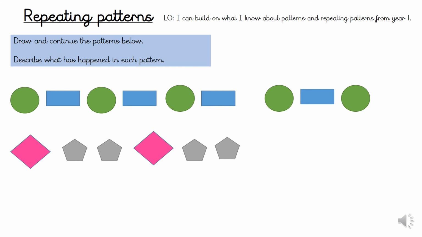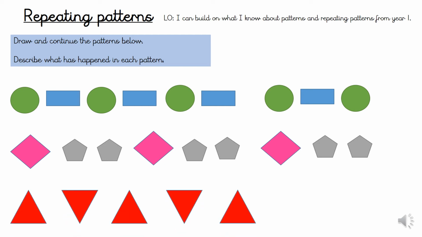Let's have a look at this repeating pattern. Which shapes have been used? How does it repeat? Pause the video, have a go at drawing this repeating pattern and the next 3 shapes in the sequence. Well done. It's a diamond, pentagon, followed by another pentagon.